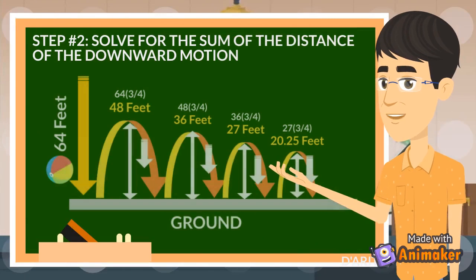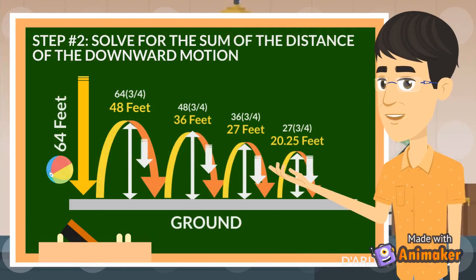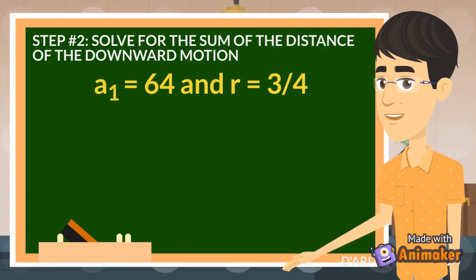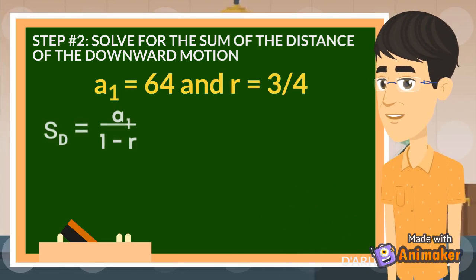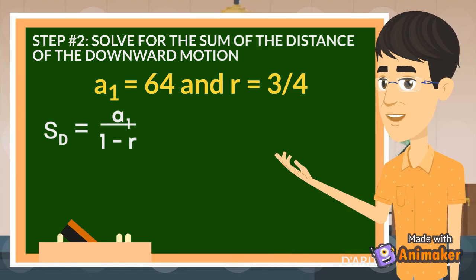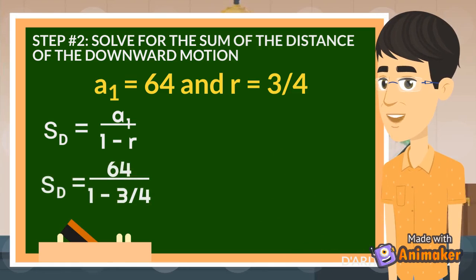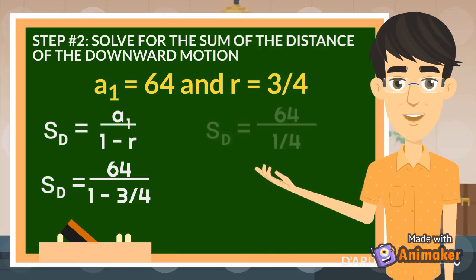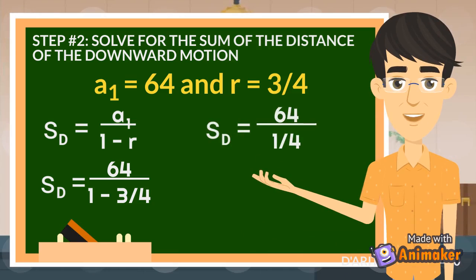Using the concept of sum of infinite geometric sequence, let us now start solving for the total downward motion of the rubber ball. Considering that our first term is 64, and common ratio of 3/4, let us now substitute this to our formula, S sub d, which stands for the sum of distance of the downward motion, equals a sub 1 over 1 minus r. We have now, S sub d equals 64 over 1 minus 3/4. Simplifying this, we get, S sub d equals 64 over the difference of 1 and 3/4, which is 1/4.